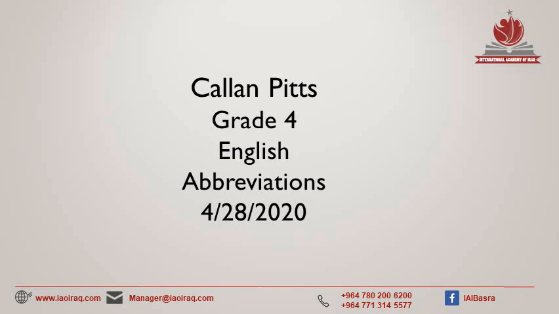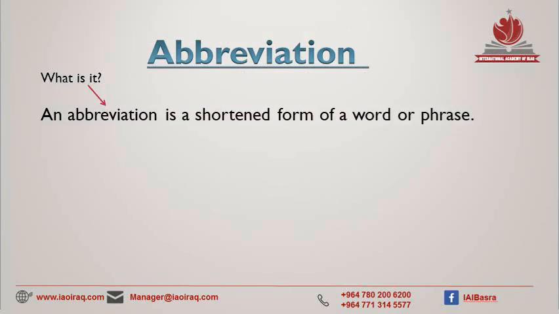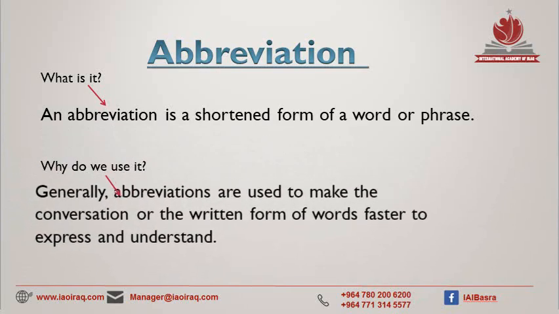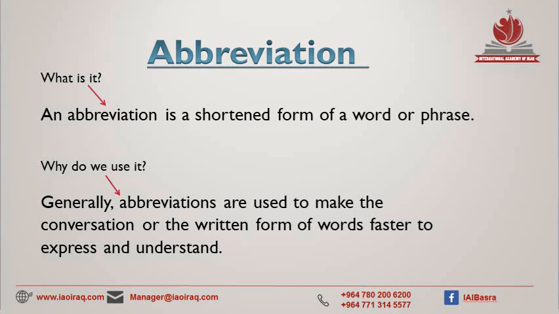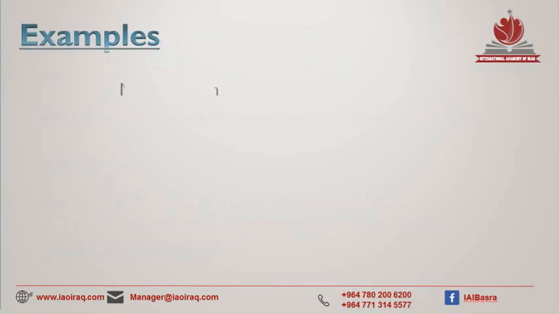But anyway, abbreviations. What are abbreviations? An abbreviation is a shortened form of a word or phrase. Why do we use abbreviations? Generally, abbreviations are used to make the conversation or the written form of words faster to express and understand. So that is the what and the why, guys. Pretty self-explanatory. Let's look at some examples.